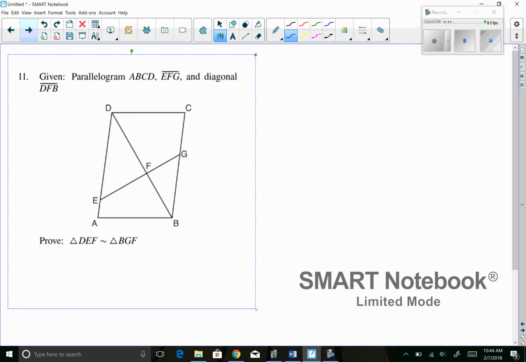Number 11 is a proof. It tells us it's a parallelogram. This is an enormous amount of information. We know that the opposite angles are congruent. We know the opposite sides are parallel to each other and congruent to each other. There's a ton of info here that we need.